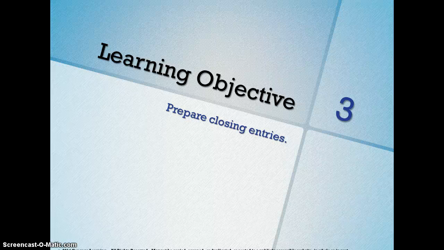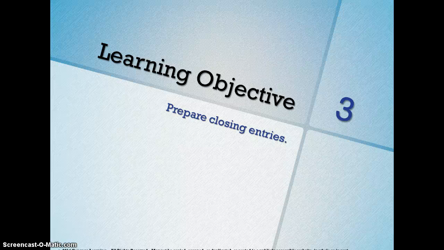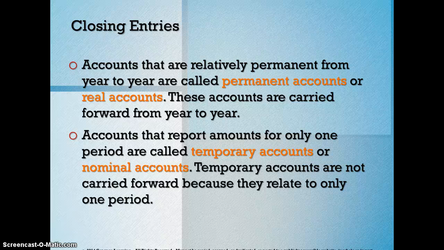Our objective 3 is preparing our closing entries, and this is the bulk of this chapter. This is where all of the new information is presented. So objective 3 is where you really want to focus your studying. Accounts that are relatively permanent from year to year are called permanent accounts or real accounts. These accounts carry forward from year to year, and a perfect example of a permanent or real account is cash. The cash balance on December 31st is the same cash balance on January 1st. It's a permanent account that rolls over year to year.